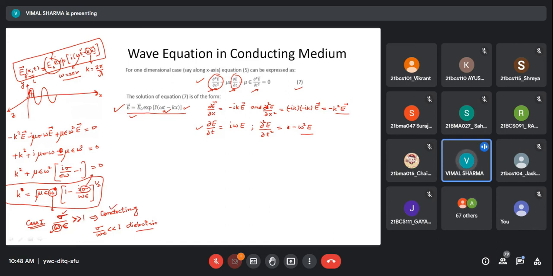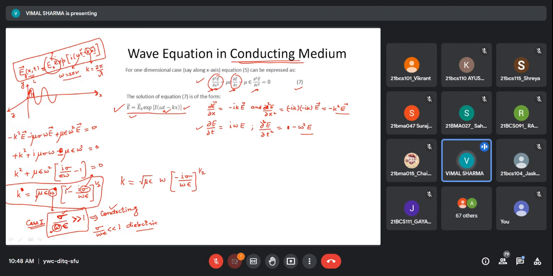Okay, so we are doing this derivation for a conducting medium. So that means this ratio is very, very greater than 1, and then 1 can be neglected in comparison to this. So I can write K for this conducting medium as under root mu epsilon omega, and then it is minus i sigma divided by omega epsilon, whole raised to the power 1 by 2.